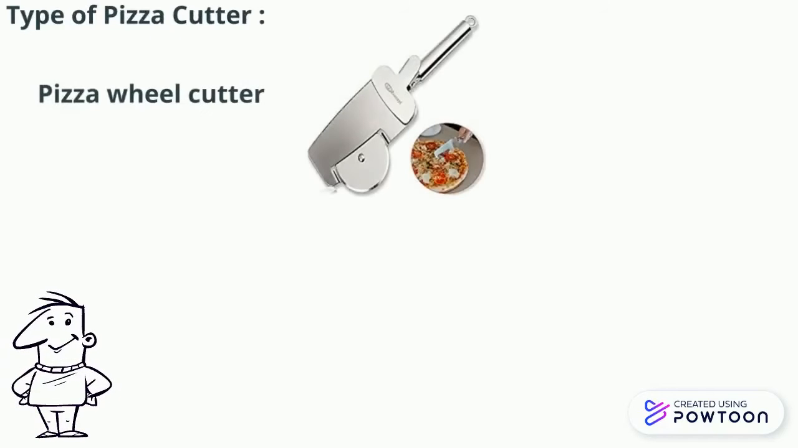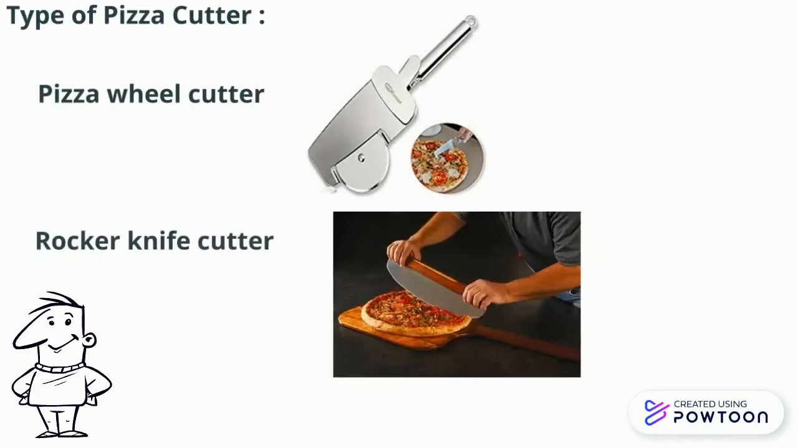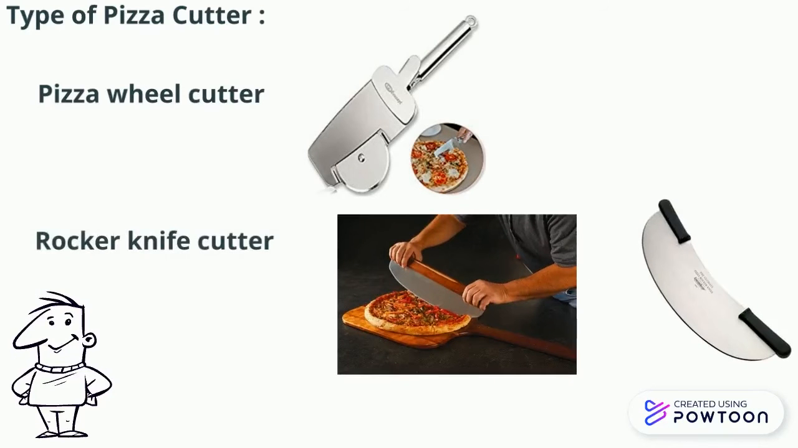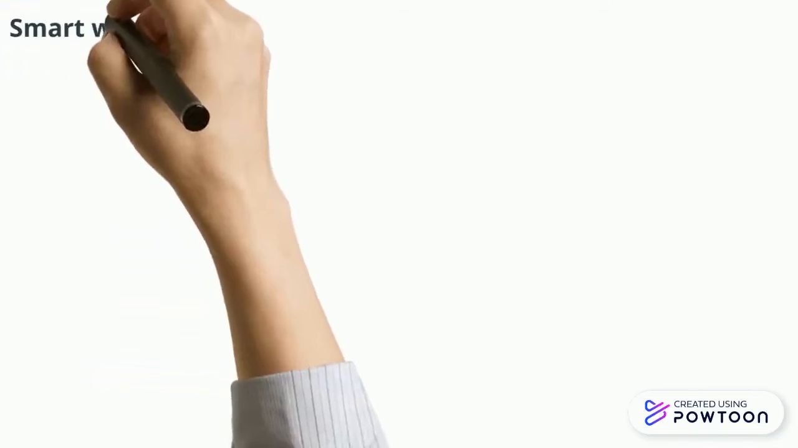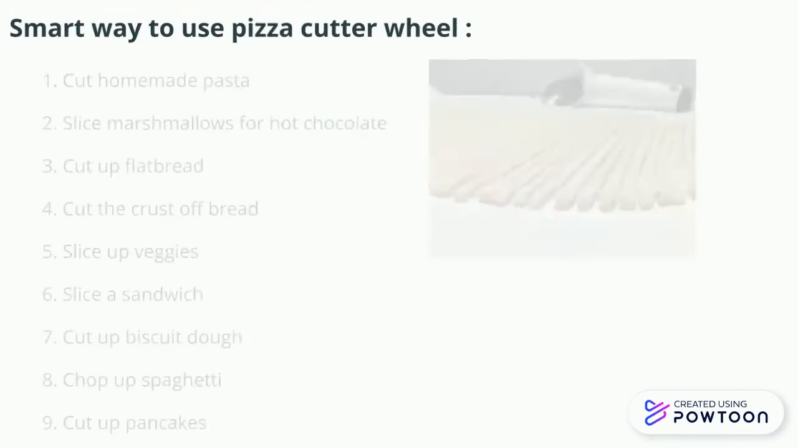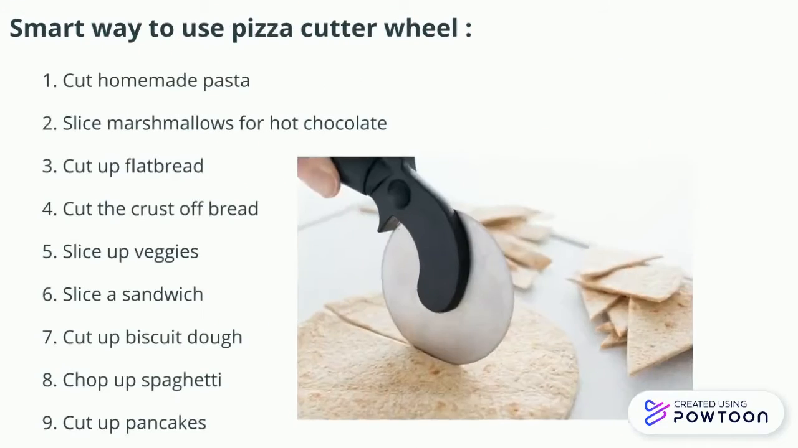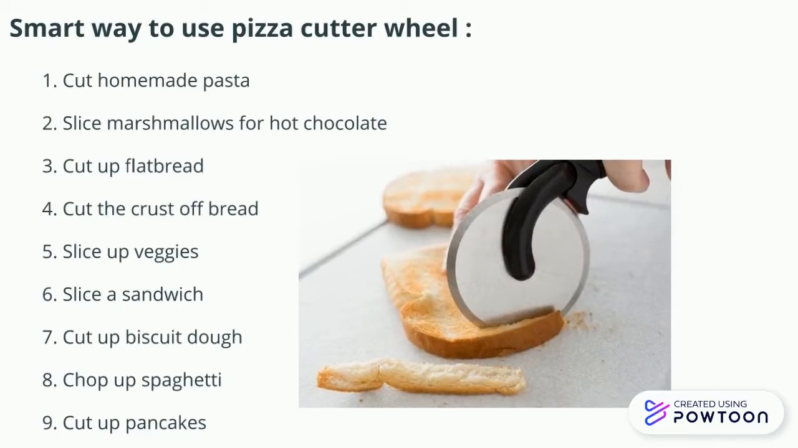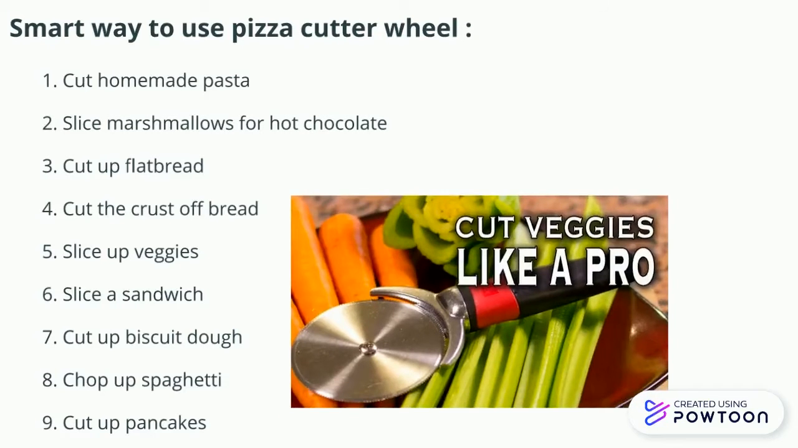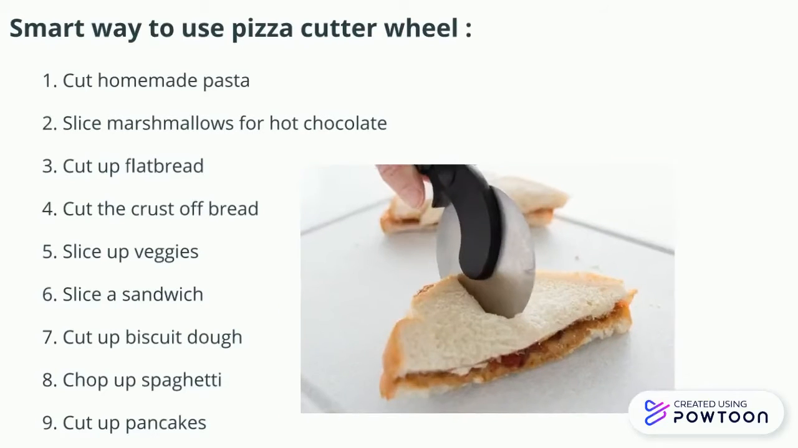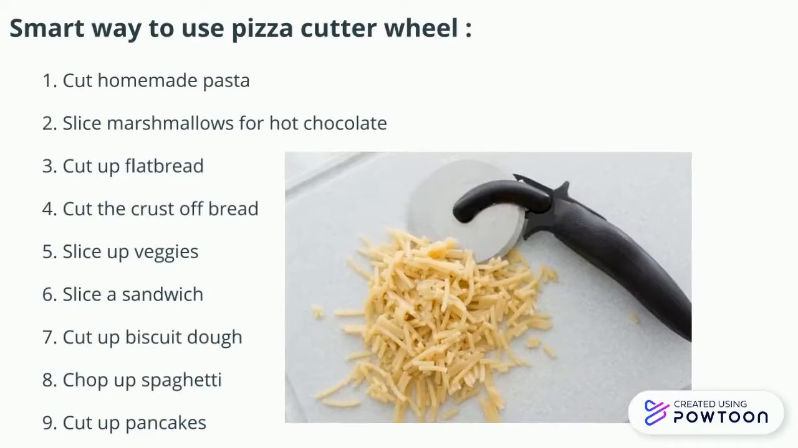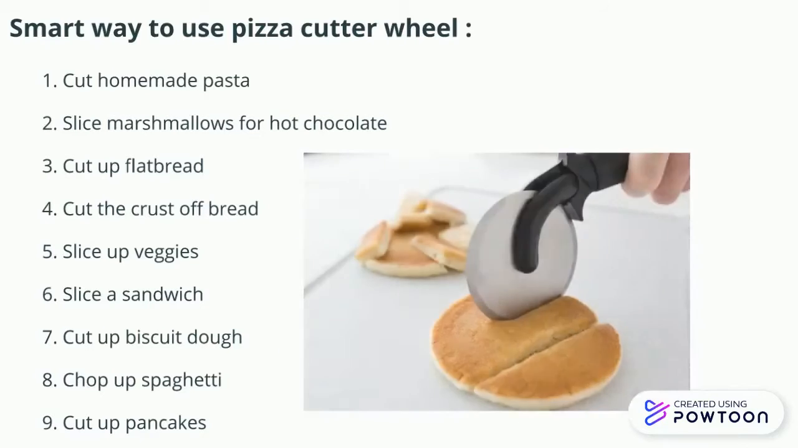There are two types of pizza cutter. First is the pizza wheel cutter and second is the rocker knife cutter. Smart ways to use a pizza cutter wheel: cut homemade pasta, slice marshmallow for hot chocolate, cut out flatbread, cut the crust of bread, slice out veggies, slice a sandwich, cut out biscuit dough, chop up spaghetti, and cut out pancakes.